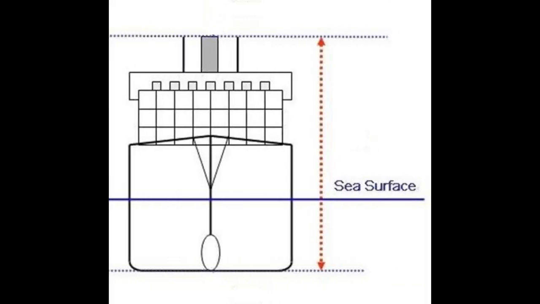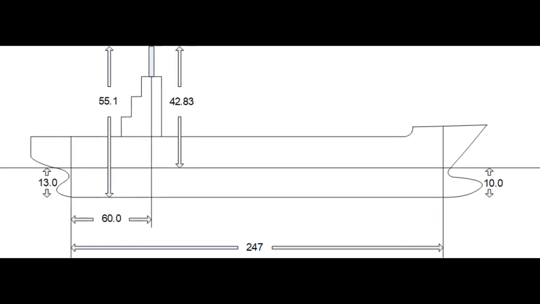Mast height is the height of the ship's tallest mast, measured from the keel. This information can be found in the ship's general arrangement plan or other ship drawings. Determine corrected air draft as follows.